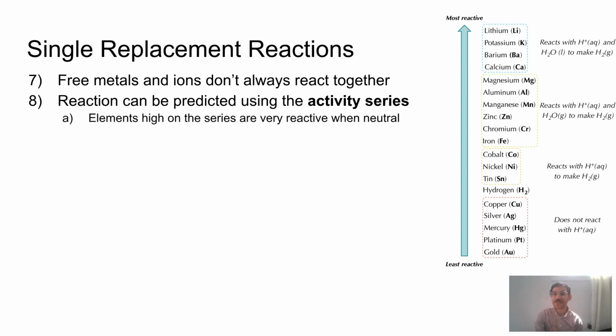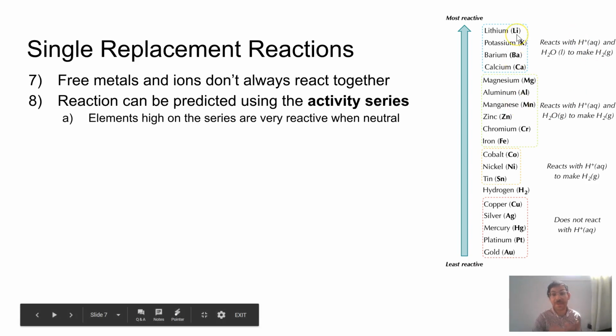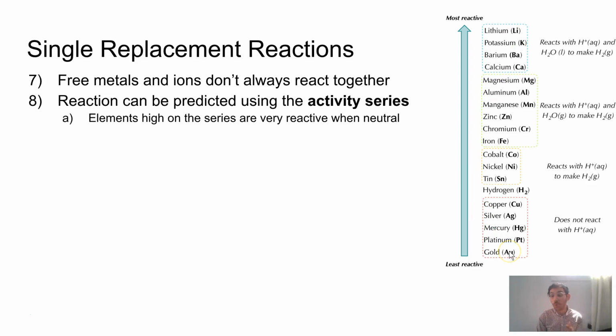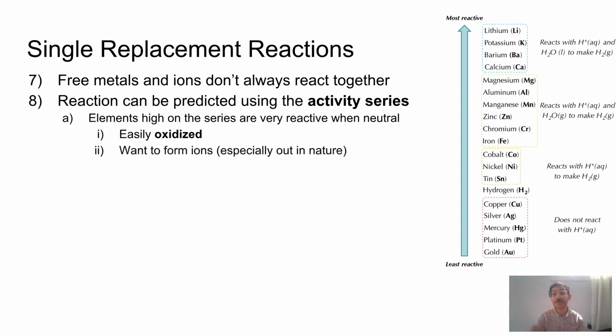The elements high on the series are very reactive when they are neutral. So if you have neutral lithium as a free element, that's very reactive. If you have neutral gold as a free element, that is not going to be very reactive. So the elements up top, when they are free elements, are very easily oxidized. They give away their electrons very easily. They would like to form ions, especially out in nature. It's highly unlikely that you would find lithium as a neutral free element out in nature. It would love to react.